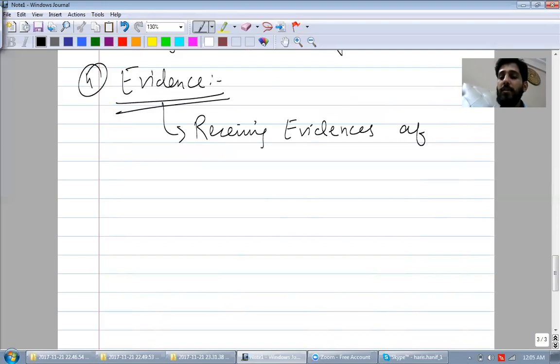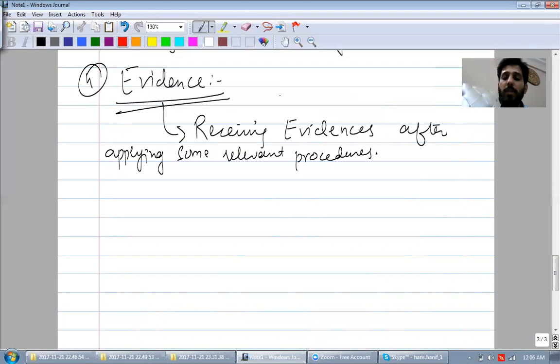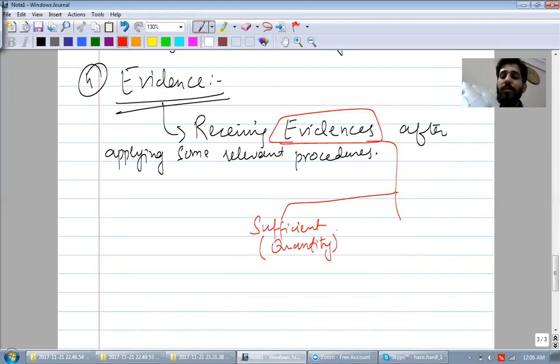Receiving evidences after applying some relevant procedures. Keep one thing in mind. Evidence should be sufficient and appropriate. Sufficient means quantity. For example, if I'm checking a car, I should not just drive it and assess that the car is very good. I should check the engine quality, the brakes, the gears, there are a lot of things. So we need to apply sufficient procedures. Sufficient evidences should be collected.